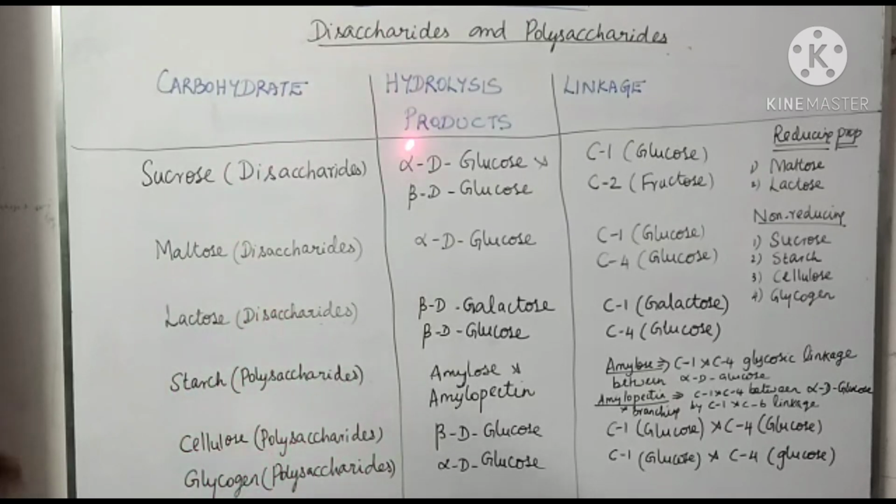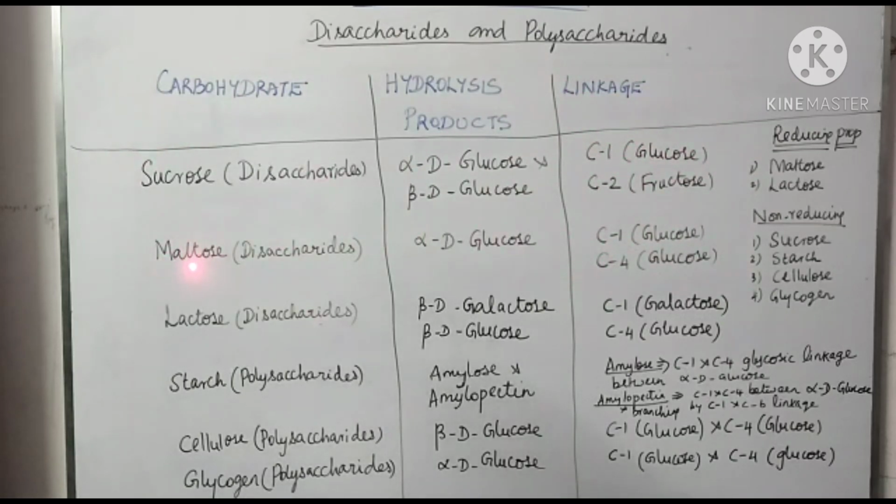What about the hydrolysis products of sucrose? Sucrose gives alpha D glucose and beta D fructose as the hydrolysis products. And what about the linkage? Here it is carbon 1 of glucose and carbon 2 of fructose. So this is the linkage of sucrose.